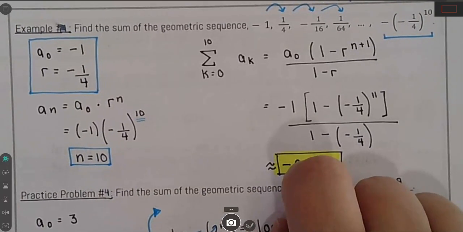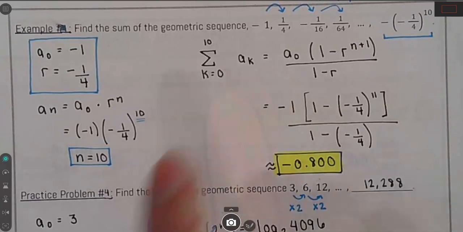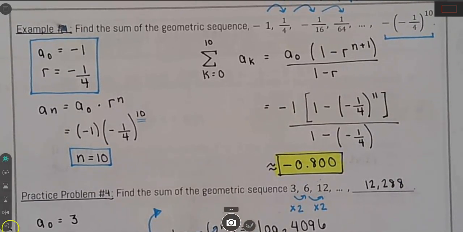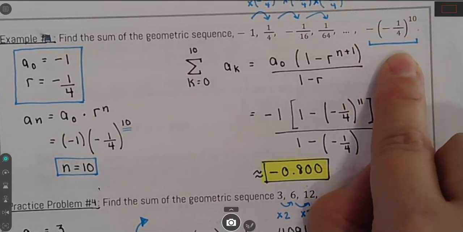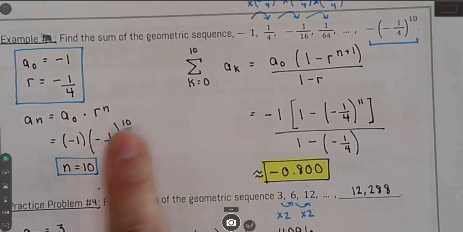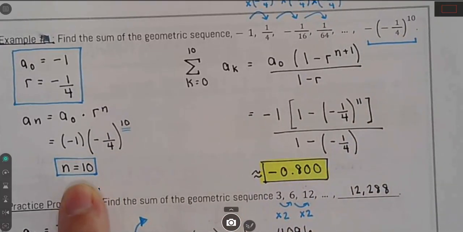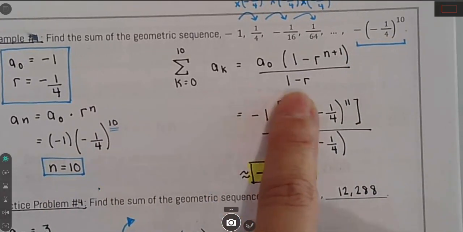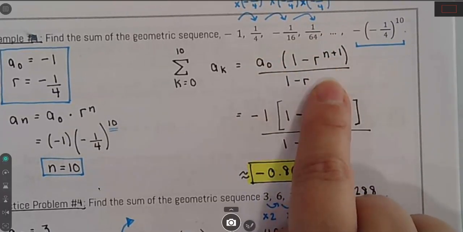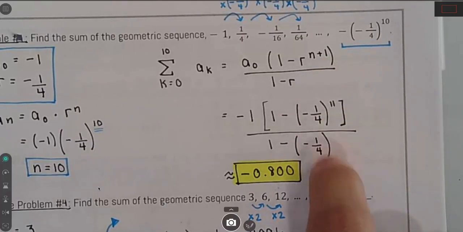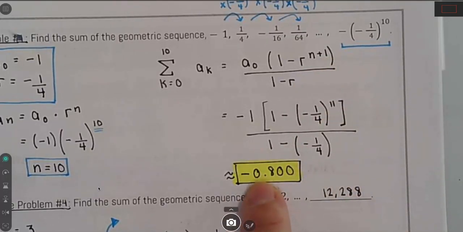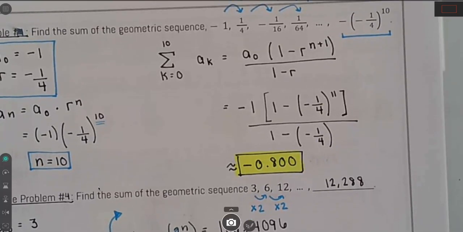Okay. Let me go back and explain why n equals 10. It's because we're given the last term. So this is the last term, so n has to be 10. Okay, so then we plug everything into the common ratio. This is the formula on that other page. I'm going to plug everything in. Notice it's an n plus 1, so this becomes an 11. And I get negative, this is rounded, negative 0.800, and I forget what comes after that.